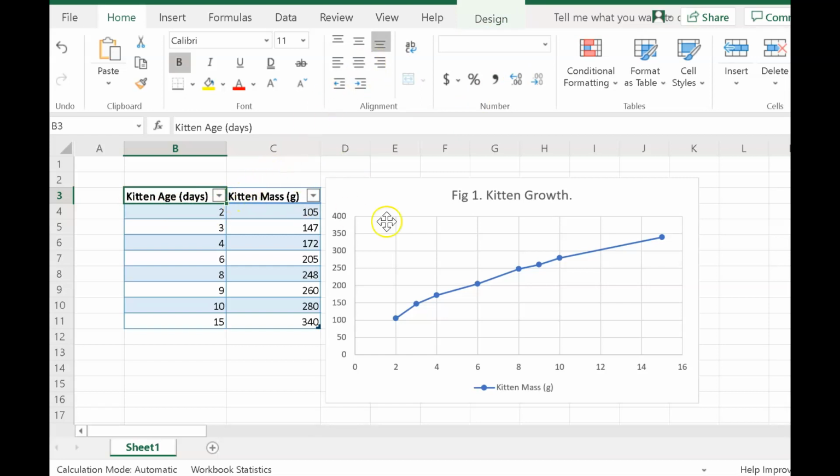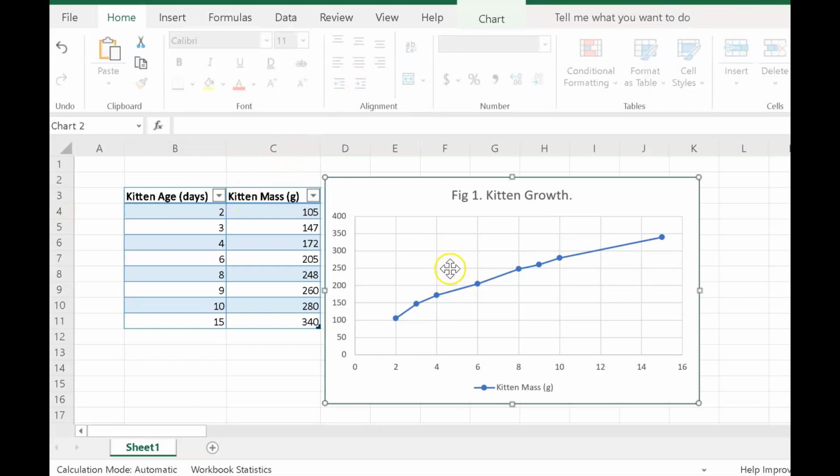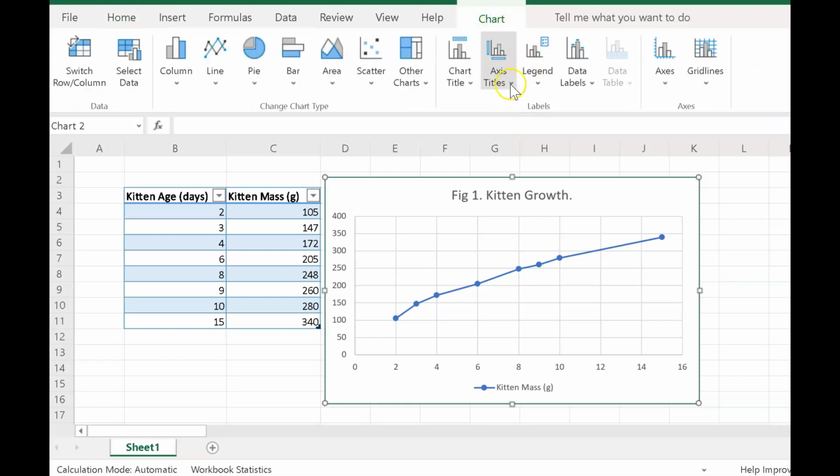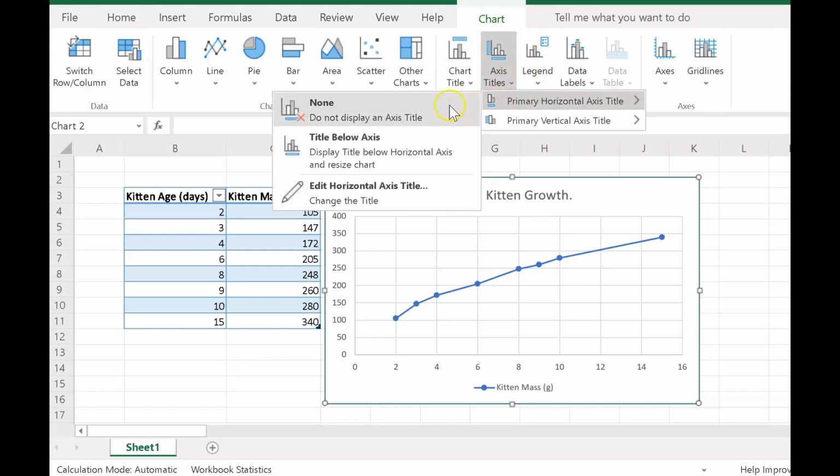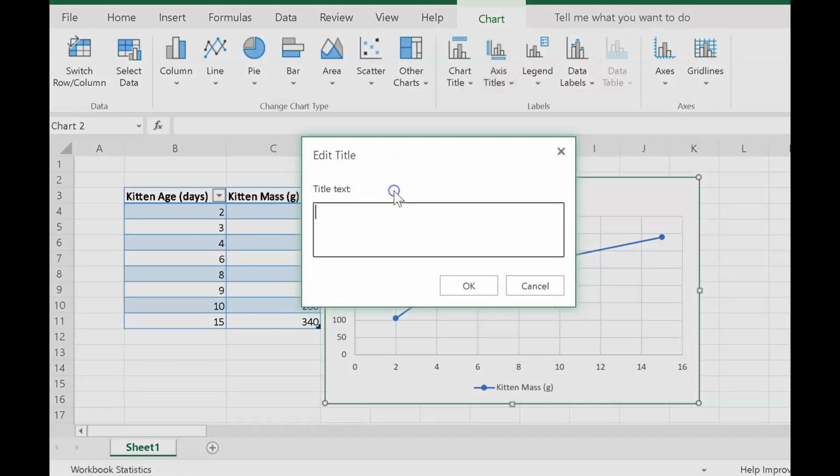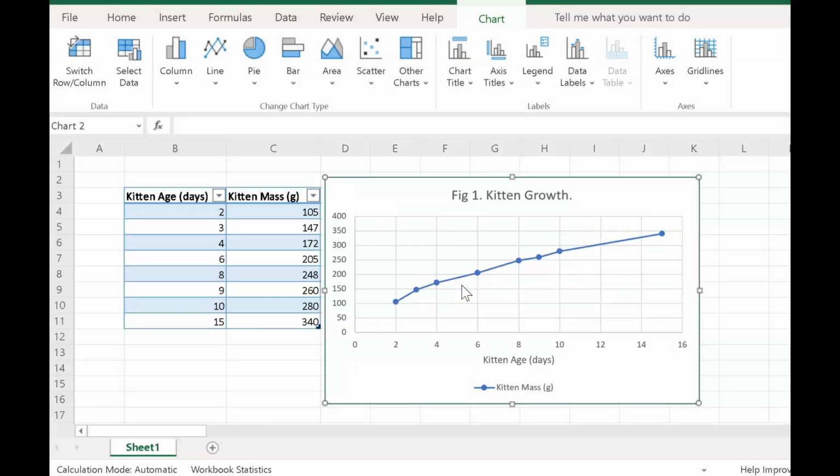So we are going back to the chart. We are going to go to axis title, and let's name this kitten age in days. Kitten age in days. Okay, here we go, kitten age in days.